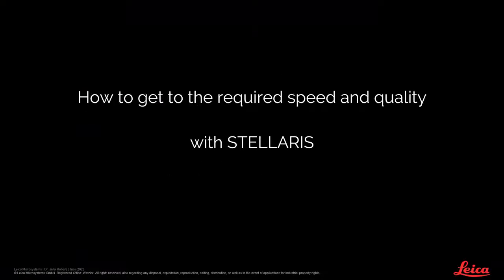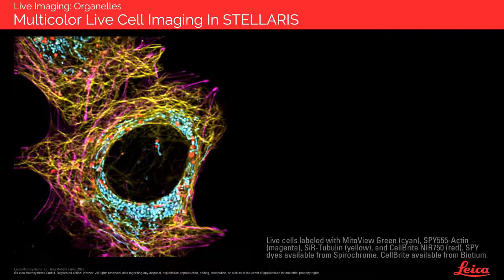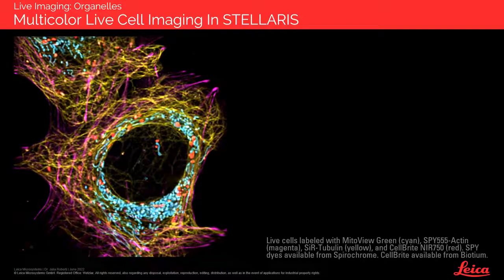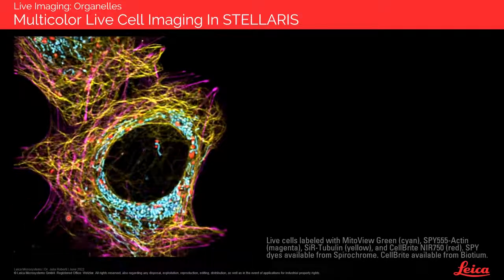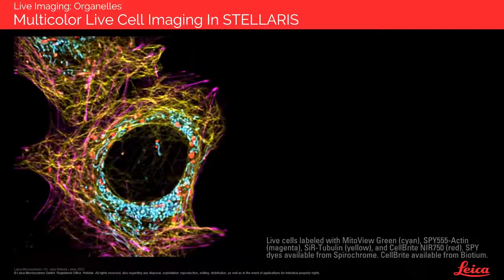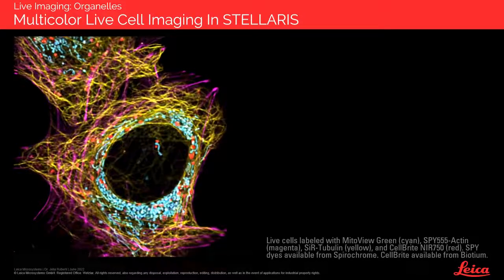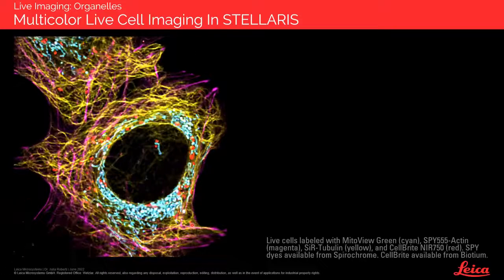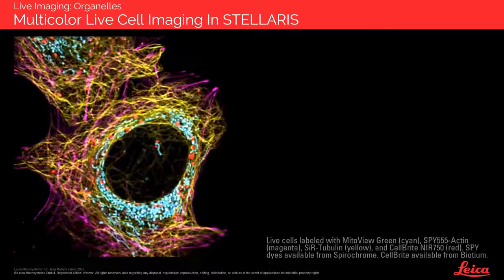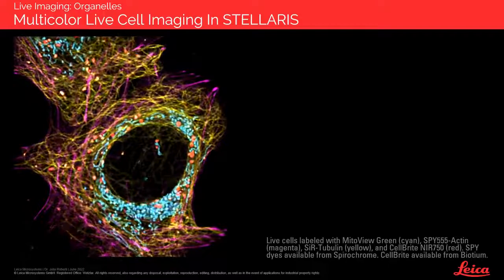Let's start on how to get the required speed and quality that we need to study the trafficking in these vesicles I've showed you. Going back to the time lapse that you saw at the beginning, we have here 4 fluorescence labels in live cells. We see the actin filaments in magenta, we see microtubules in yellow. We can also observe very clearly the mitochondria in cyan, and the cell membrane and internalized vesicles are displayed, as I mentioned, in red.